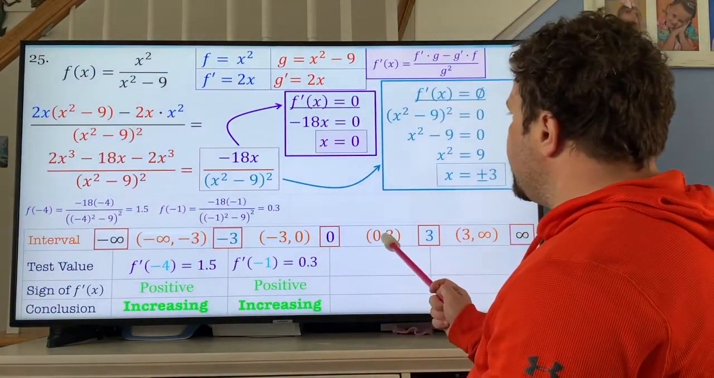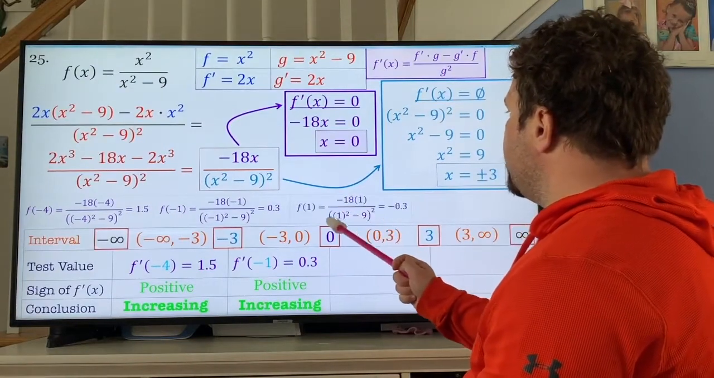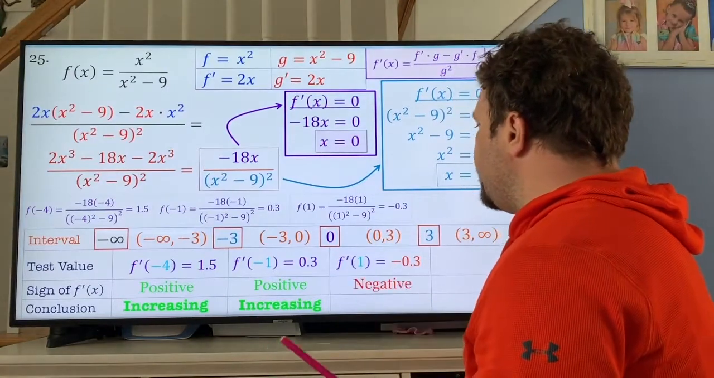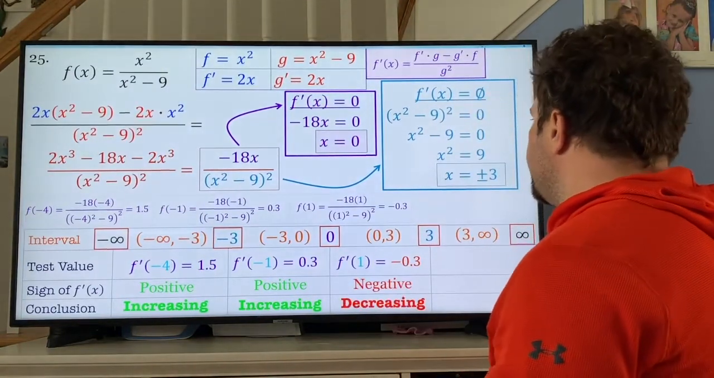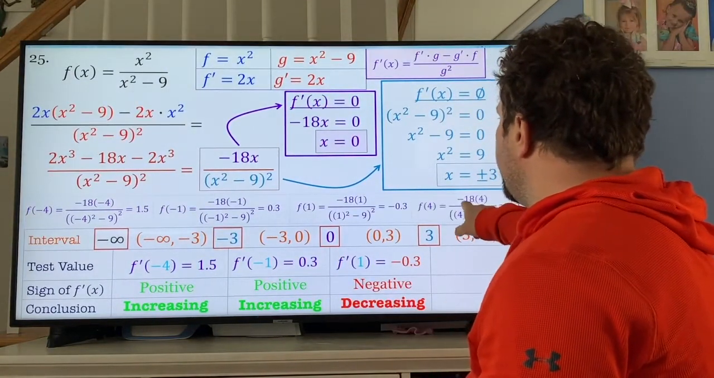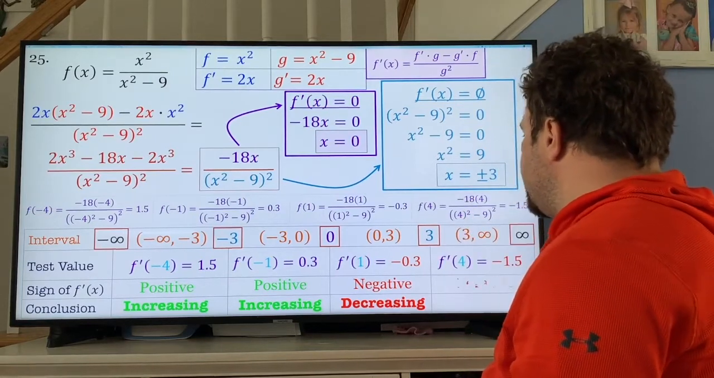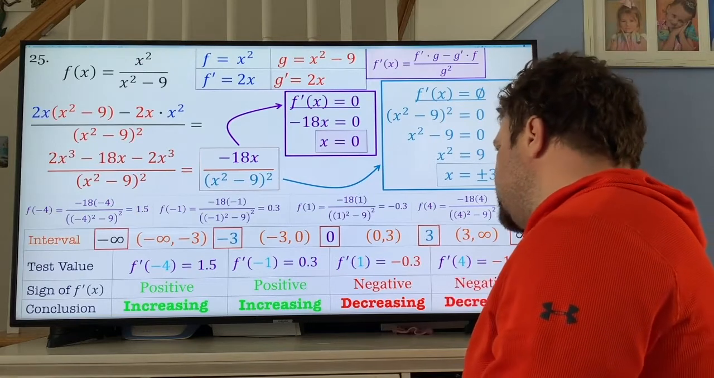If you type in a number here like 1, look at negative 18 over a positive number: negative. You don't even have to do the math if you don't want to, but you can. Negative numbers are decreasing. Type a number such as 4 in here: negative over a positive. Obviously, the answer is negative, which is decreasing.